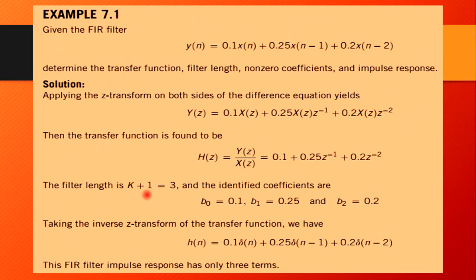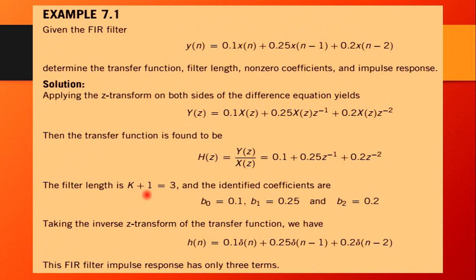Let us discuss an example. We have an FIR filter: y of n is equal to 0.1 x of n plus 0.25 x of n minus 1 plus 0.2 x of n minus 2. What we will have to determine is the transfer function, filter length, non-zero coefficients and impulse response. So first of all we should take the z transform of the given filter.